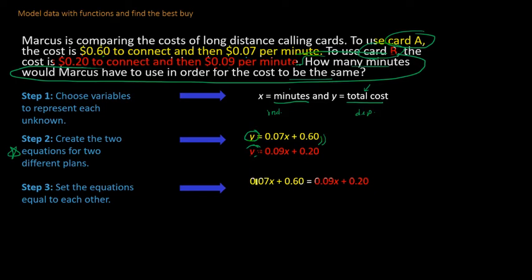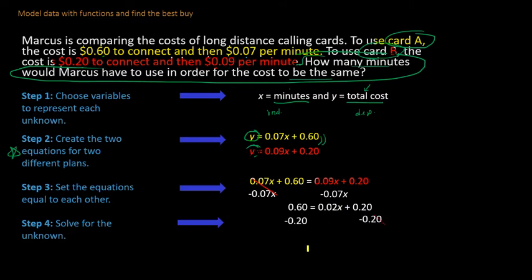Again, because I'm saying that the cost is the same, I set my two cost equations equal to each other. Notice now that I just have a one variable equation, and I can just solve for x from here to figure out where these are going to be the same, and I find that x equals 20. So a 20-minute phone call would cost the same on card A as it did on card B.